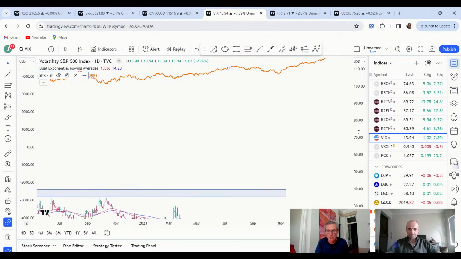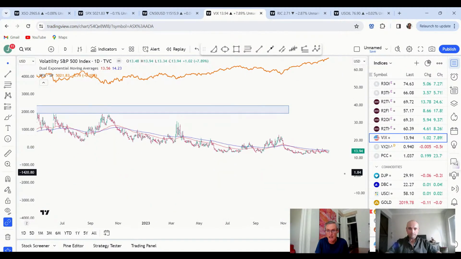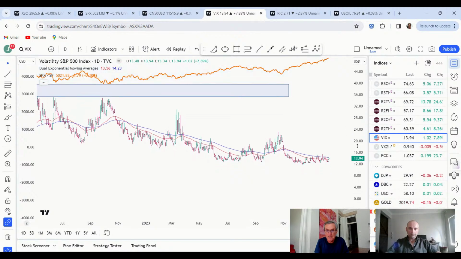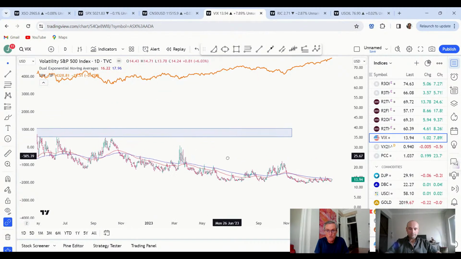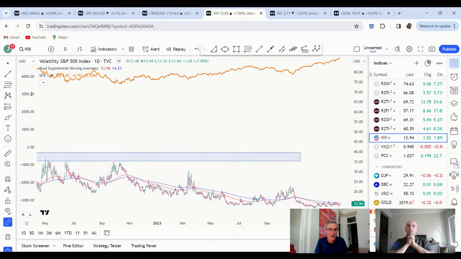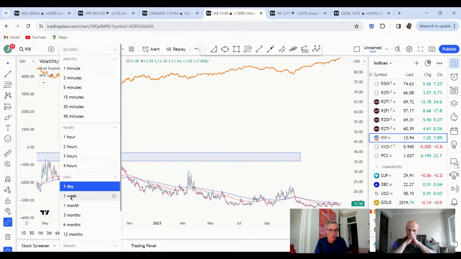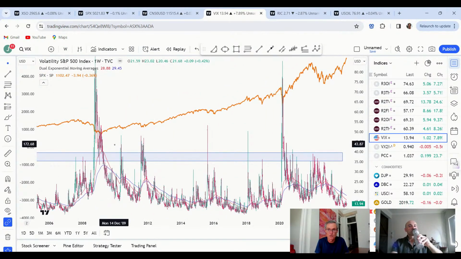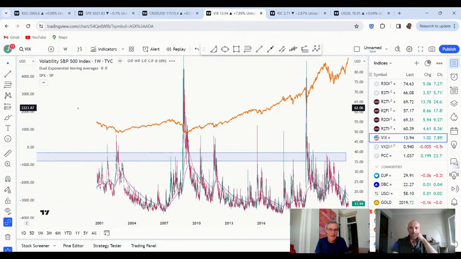If I can just increase this scale a little bit, you look at what's happening at the moment. Markets are rising and volatility is low. I think an indicator like the VIX can be useful for trying to identify market lows. So I'll put this onto a weekly chart. I'm just going to compress this and get a little bit more data.